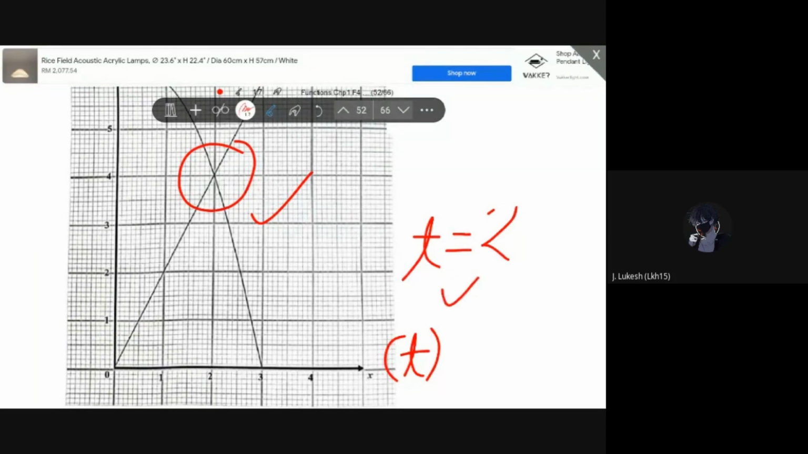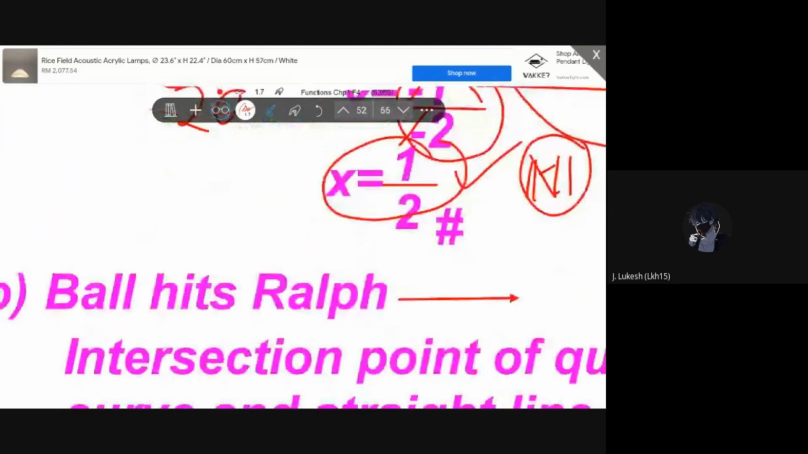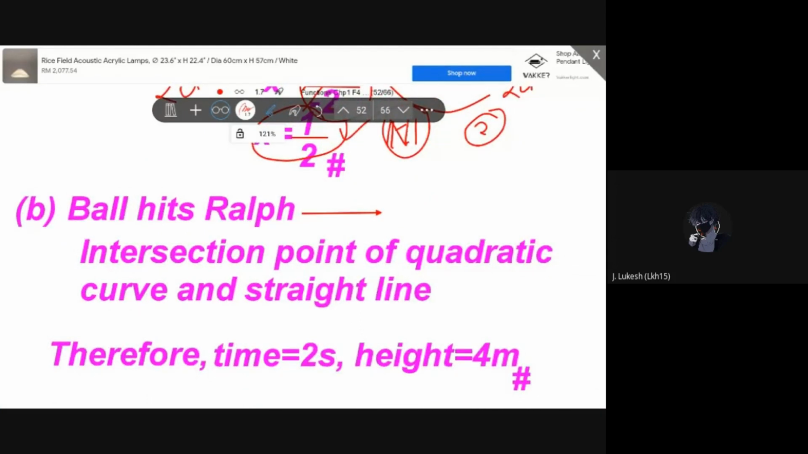Apa nilai meter pula? Berapa meter untuk titik persilangan? Very good, very good. S is 4. Yeah, correct. So, dari sini kamu boleh dapat 2 markah juga.